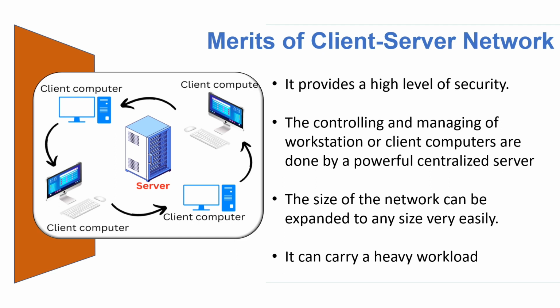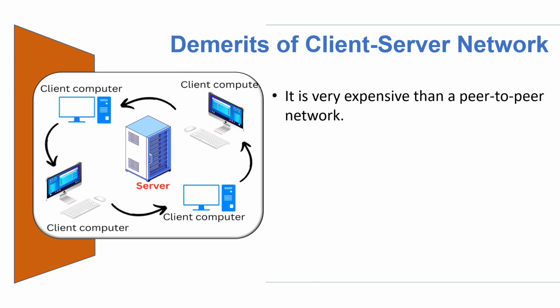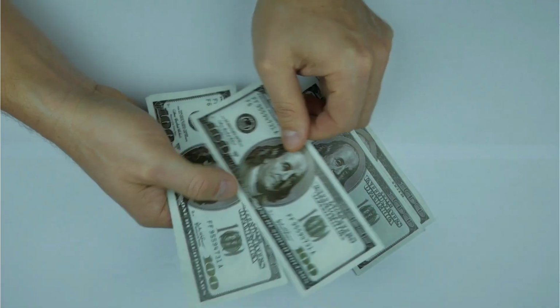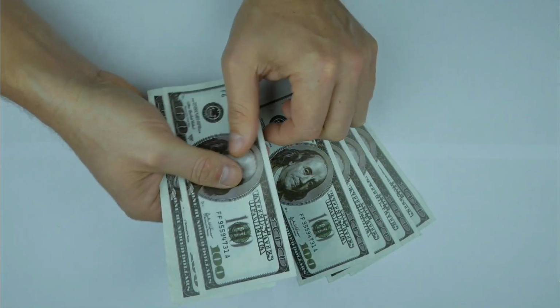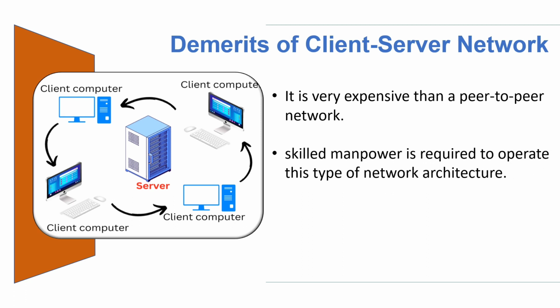Now let's talk about the disadvantages of client-server network architecture. It is very expensive than peer-to-peer network architecture as we have to use the centralized server, so it is expensive as compared to peer network architecture. Skilled manpower is required to operate this type of network architecture. This network architecture is a little bit complex as there is the use of server. High data traffic. This type of network architecture has to manage high data traffic. That is another disadvantage of client-server network.